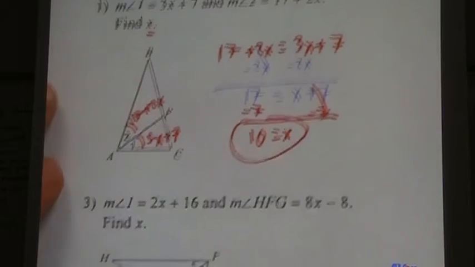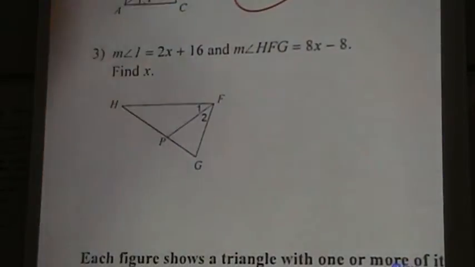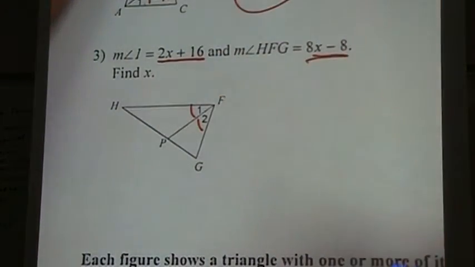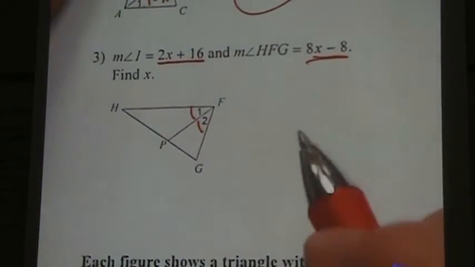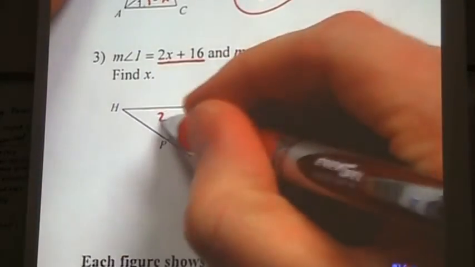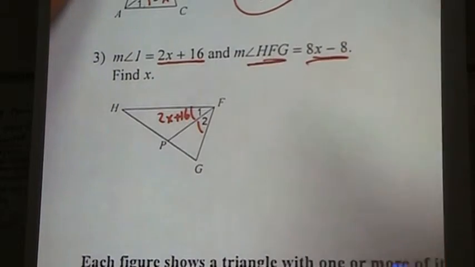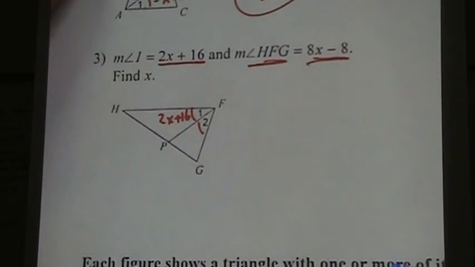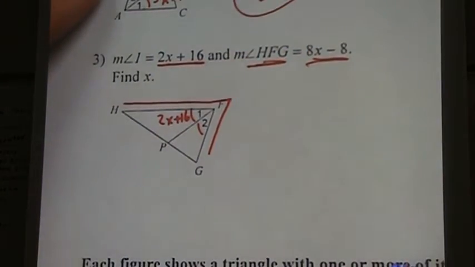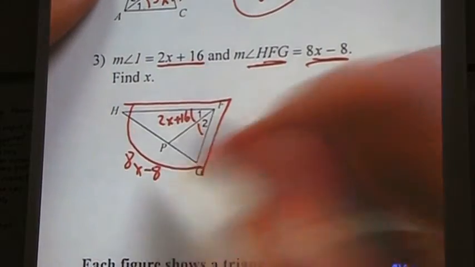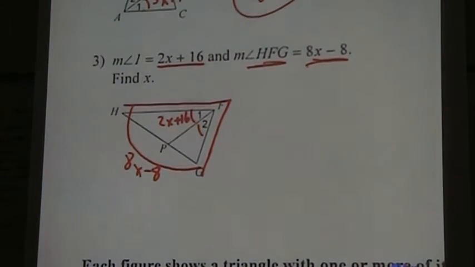Now, number 3 is going to be similar. We have an angle bisector, so I'm going to mark my angles. So angle 1 equals angle 2. Oh, hold on. Angle 1 is given, but angle 2 is not. It says HFG. Well, HFG is the whole angle, right? And the whole angle is 8x minus 8. Now, a couple ways we can do this.